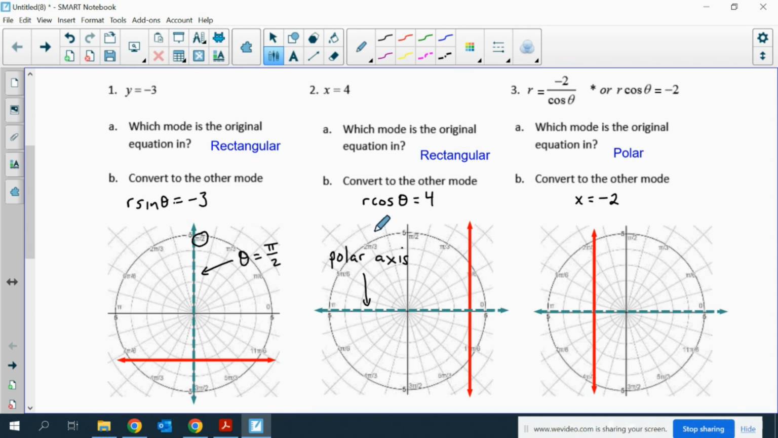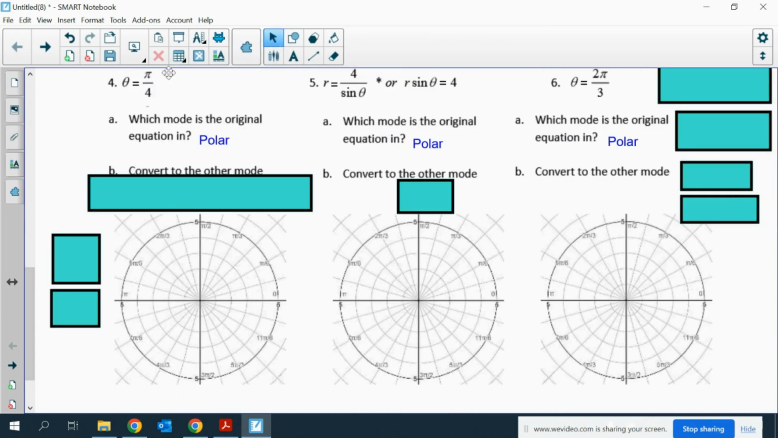So we also have to know what the symmetries of these things are. So the symmetry of any x equals or r cosine equals line is with the polar axis, and the symmetry of any y equals line or r sine theta line is with the y-axis or theta equals pi halves.